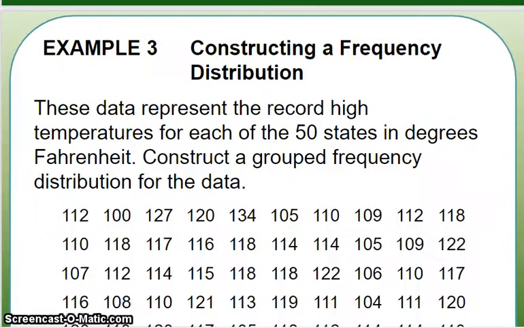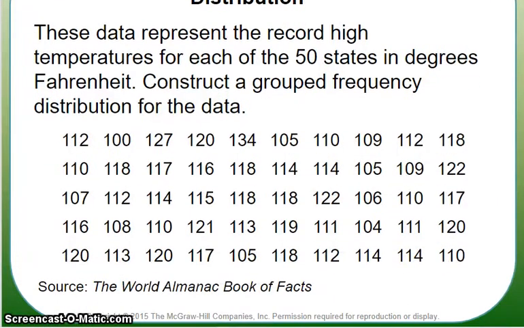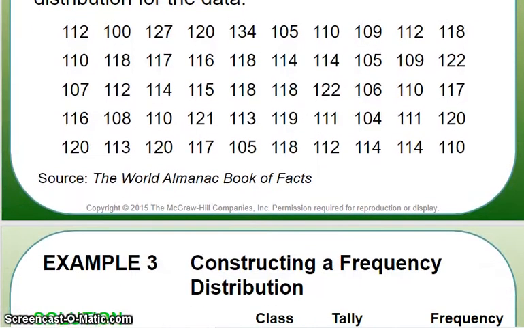So here's an example. Here I've got the record high temperatures for each of the 50 states in Fahrenheit. I want to do a grouped frequency distribution. Instead of just handing somebody 50 pieces of data, I want to group this, starting with the low and going to the high.